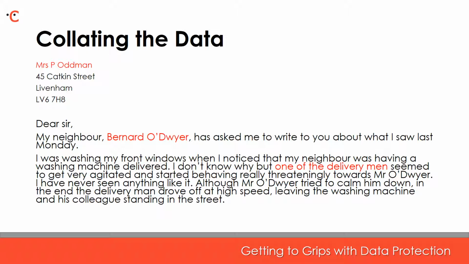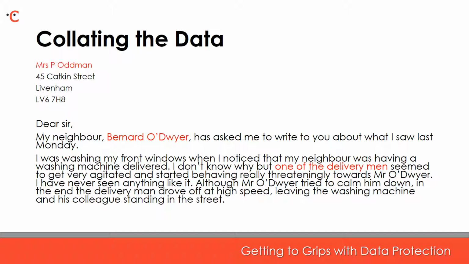Let's look at an example from the ICO guidance. On your screen is a letter from Mrs. Odman, who witnessed an incident involving her neighbour and a delivery man. The letter contains personal data of Mrs. Odman and Mr. O'Dwyer. The delivery man is not named, but it's likely his employer could identify him from other data it holds on him, and so it will constitute his personal data also.